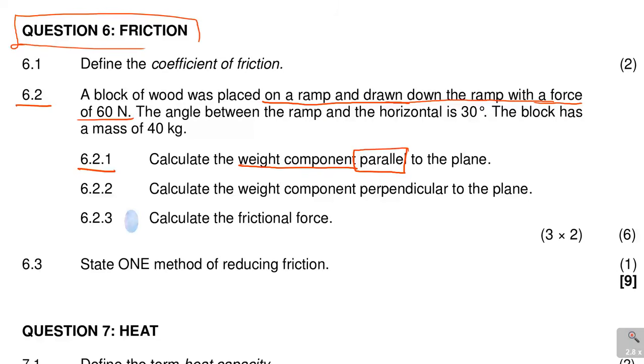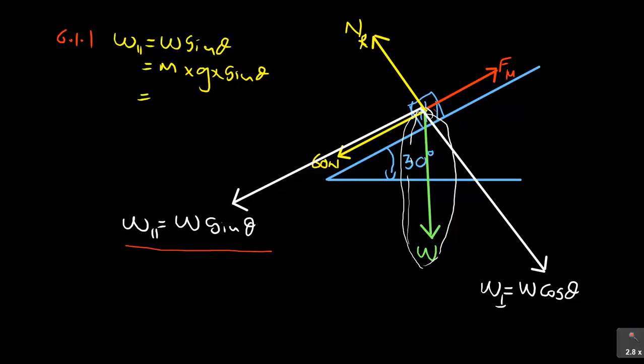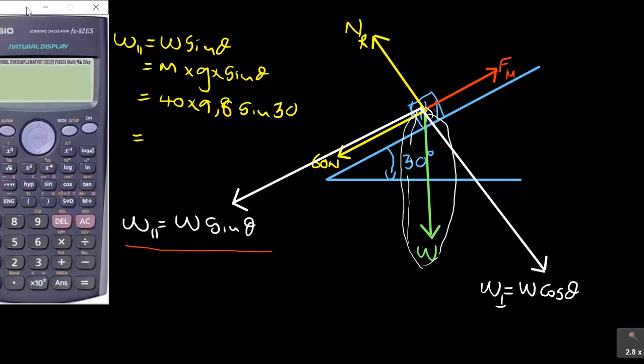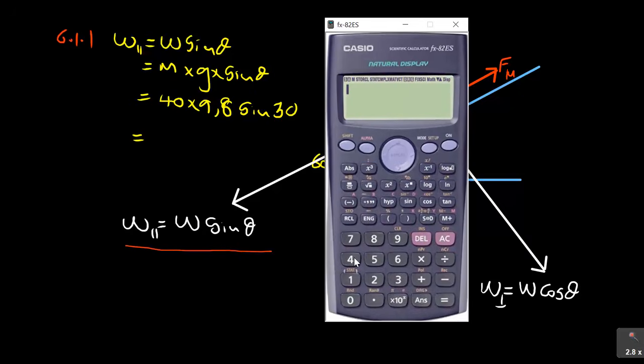And we need to find the mass of that object. They said the block has a mass of 40 kg. I think you can see from this part, there is the mass. So I will have 40, and G is 9.8, and times sine 30. Then it gives us the weight parallel, which is 40 times 9.8 times sine 30.